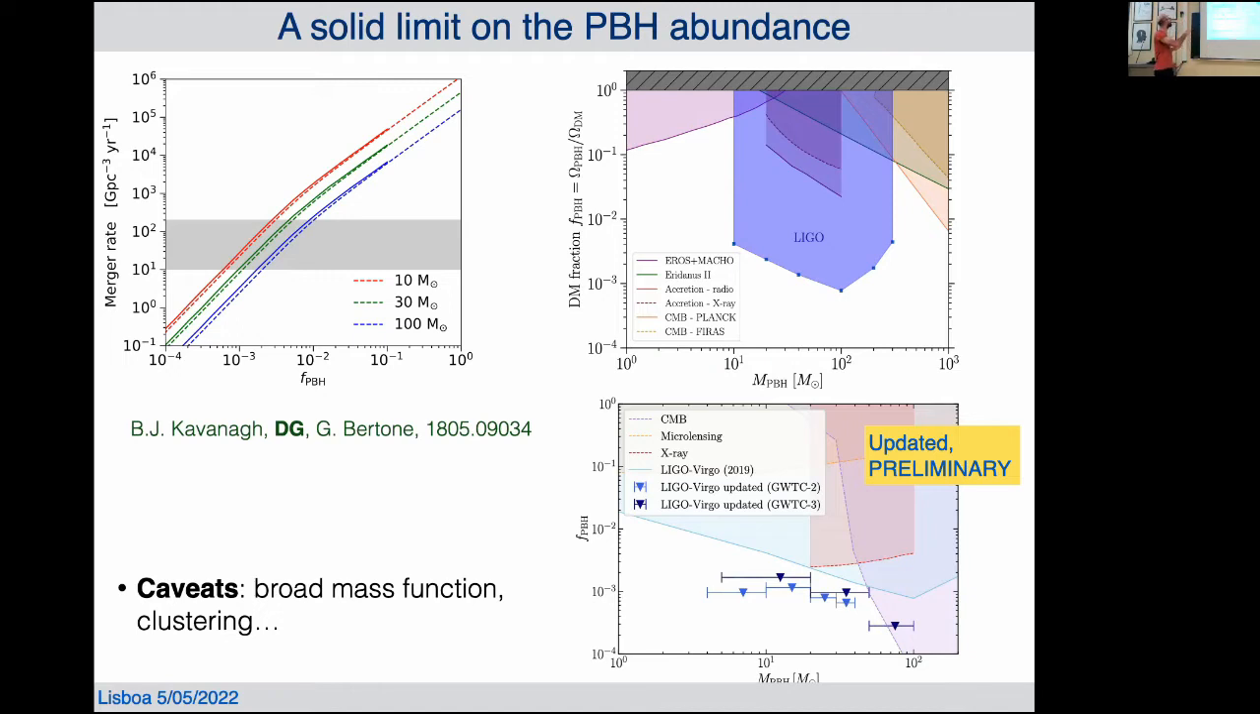If you take your merger rate computed today as a function of the fraction of the matter from PBHs, and you compare with the rate inferred by LIGO and Virgo, given the observations today, you also take into account the spin?